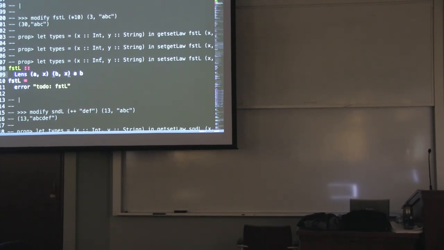If you've got a record type with 10 fields, there'll be 10 lenses. If you've got a sum type, an algebraic data type, with 5 constructors, you'll have 5 prisms. For example, the Either data type has left and right, so you get 2 prisms: the left prism and the right prism.